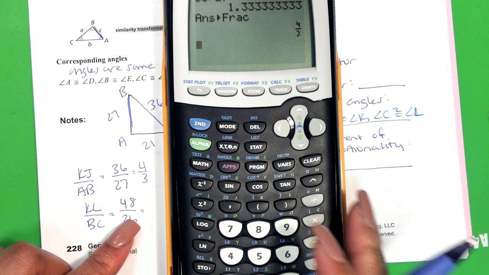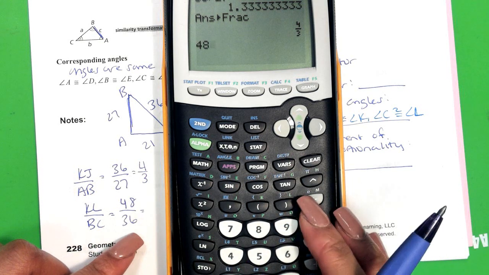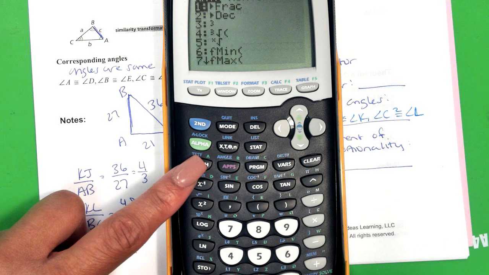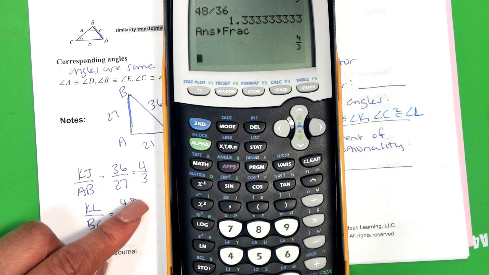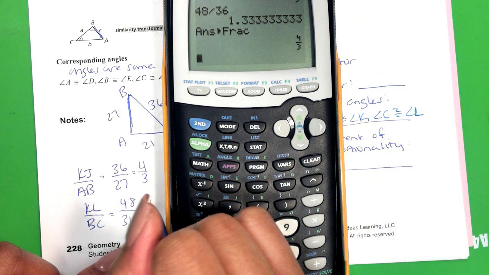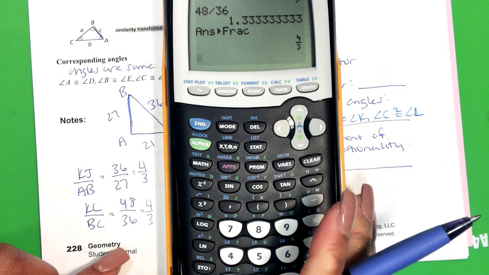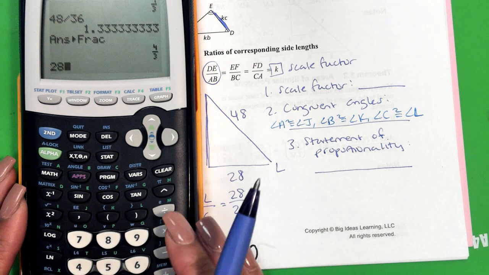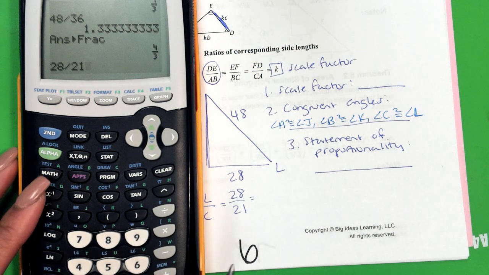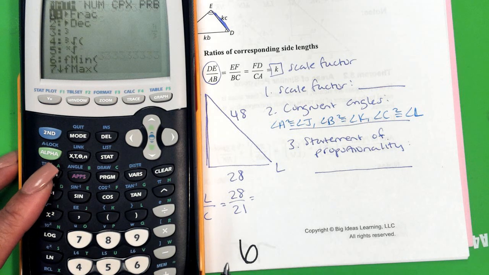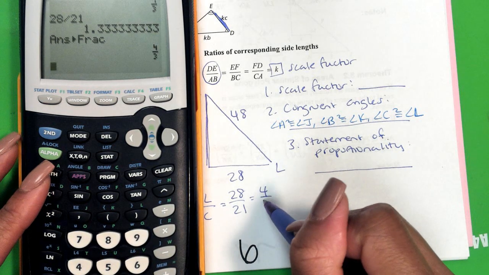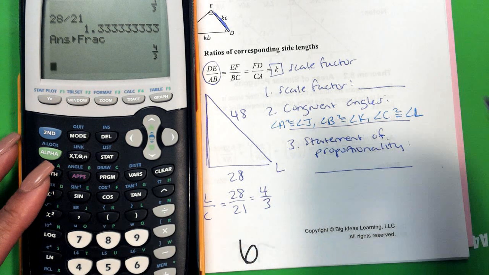Okay, now let's try the next one. So 48 divided by 36. I still end up with that long decimal, but I want a fraction. So I get 4/3 again. And I bet if we were to type the last one, we'd still get 4/3. But let's double check. So I have 28 divided by 21. Long decimal. And I hit fraction. And I get 4/3. So my scale factor is 4/3.